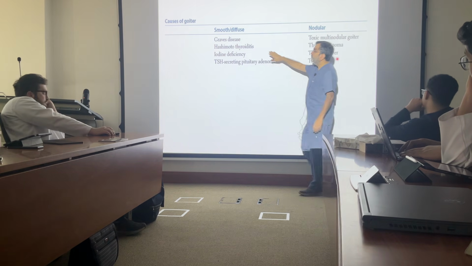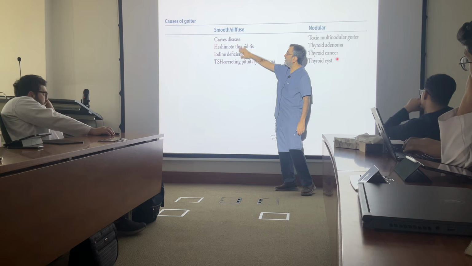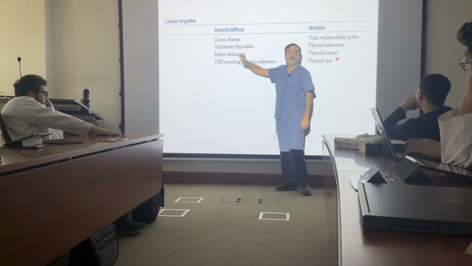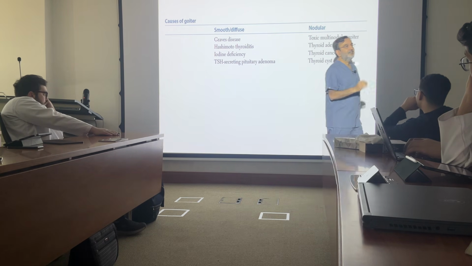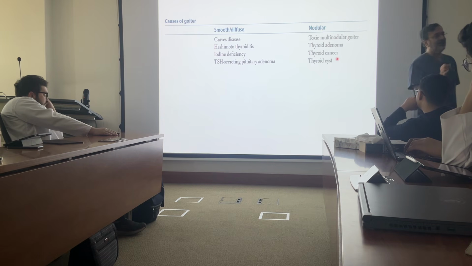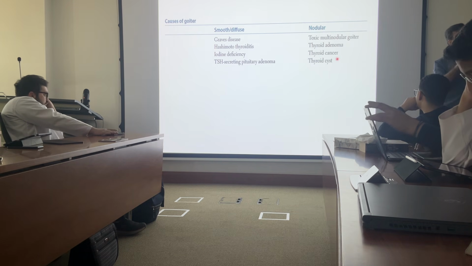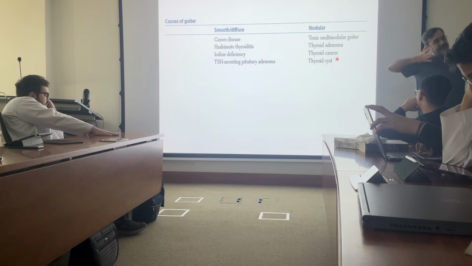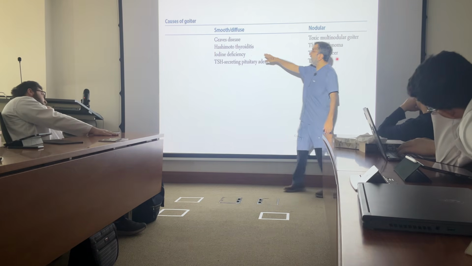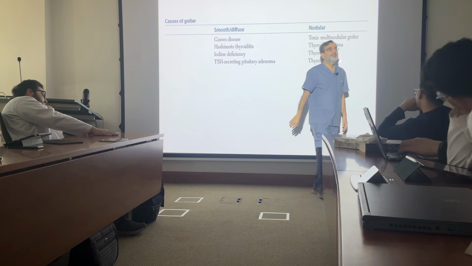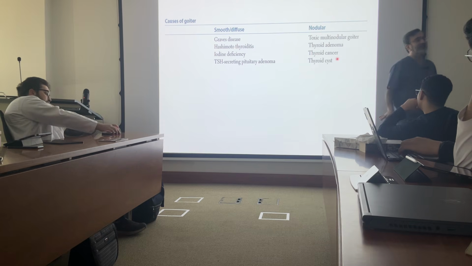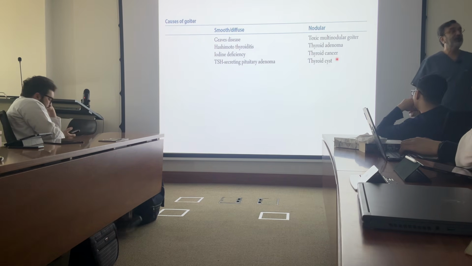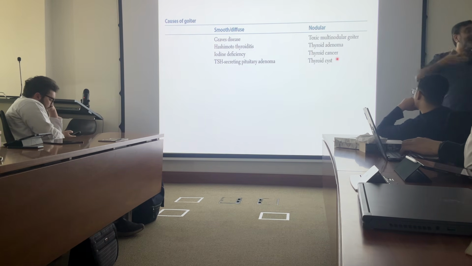Now, smooth diffuse goiters happen because of either Graves' disease, where you have hyperthyroidism and more thyroid stimulating immunoglobulin, which causes the enlargement of the gland. Or Hashimoto's thyroiditis, where there is destruction of the thyroid gland because of autoantibodies. So you have high levels of TSH, and that causes the enlargement of the gland.